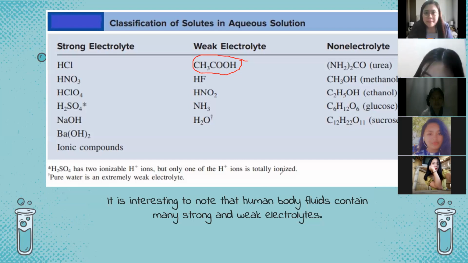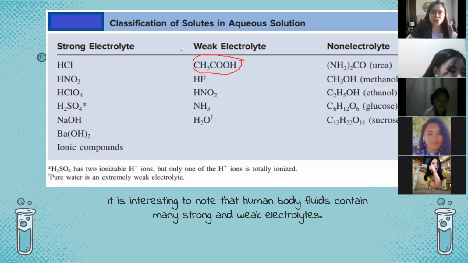But this time, the acetic acid in vinegar is just a weak electrolyte. So it can still conduct electricity, but not strongly. It conducts electricity only weakly. That's why it's called weak: there is no complete ionization in water. Let me give you an example.